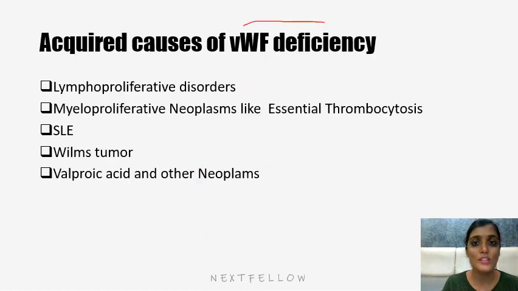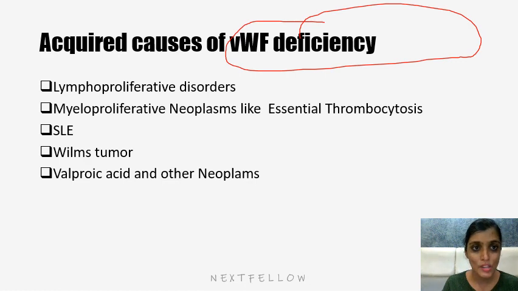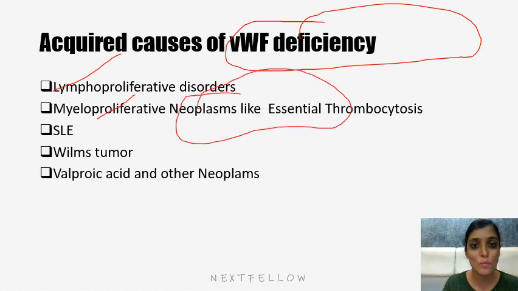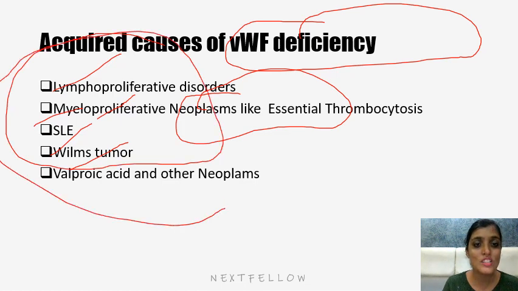Acquired causes of von Willebrand factor deficiency: lymphoproliferative disorders, myeloproliferative neoplasms like essential thrombocytosis, SLE, Wilms tumor, valproic acid and other neoplasms. These 4-5 causes are very important. These are asked very frequently.